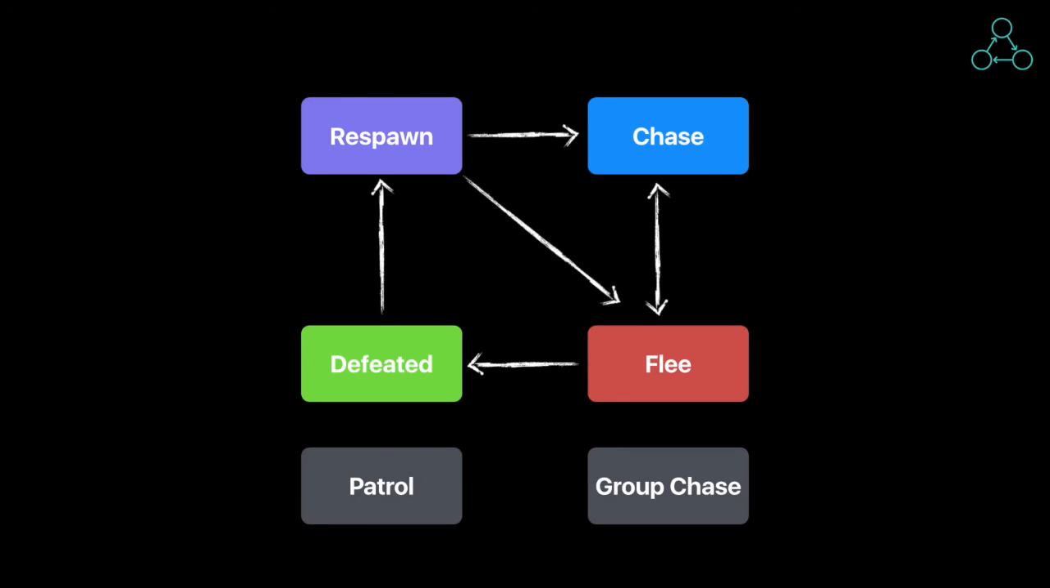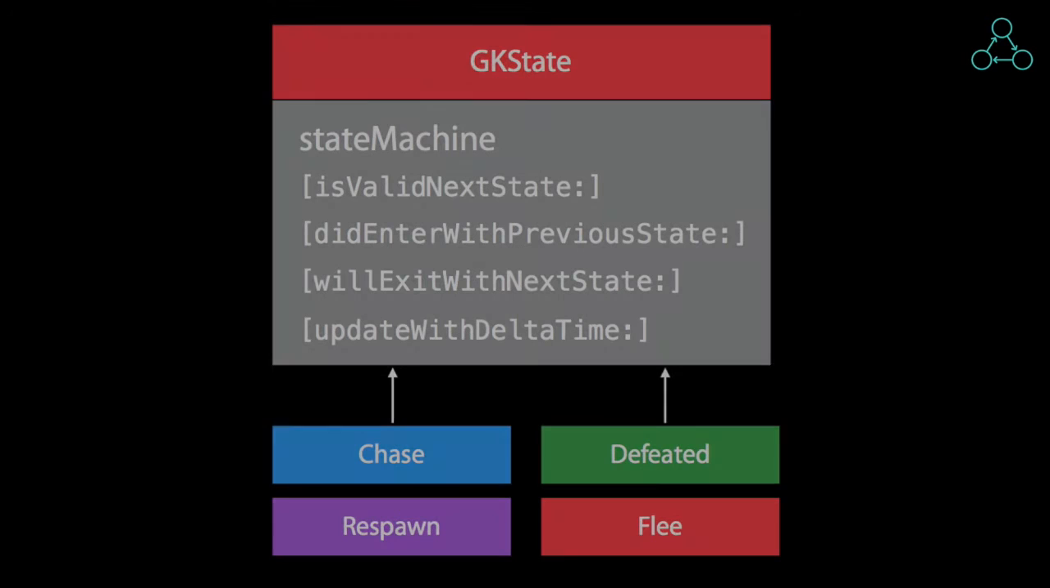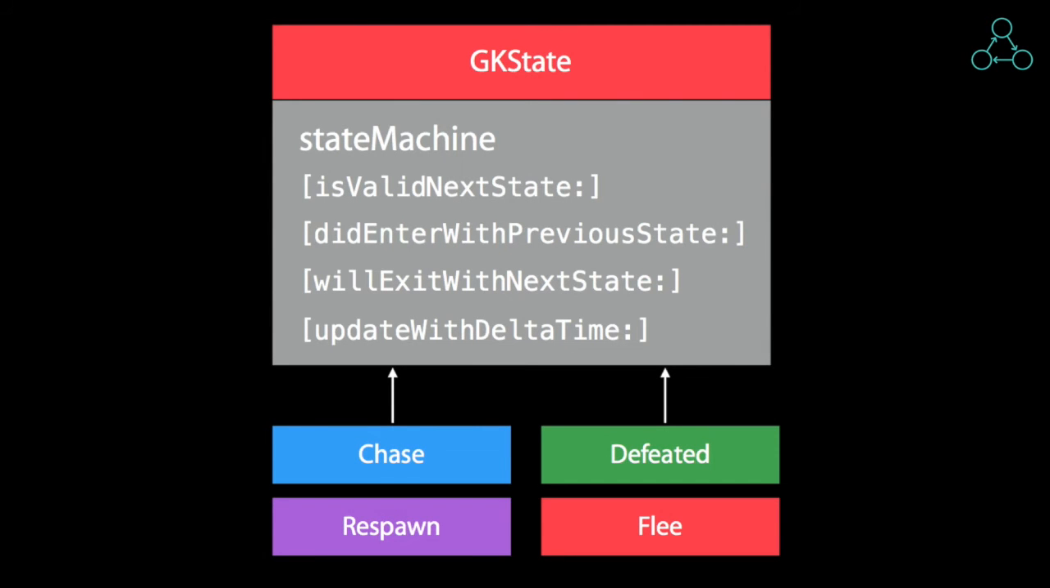Then I have to start to think about, okay, is it possible to get from one state to another? And what do I do when I change the state? What do I do when I get out of a particular state? There is a lot of that, and it's easy to introduce errors and bugs in your game that way. So GameplayKit gives us a way to minimize errors and bugs in our game through a class called GKState.